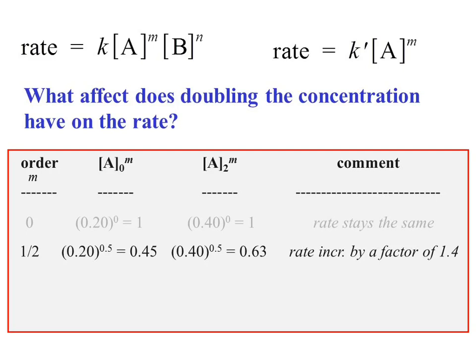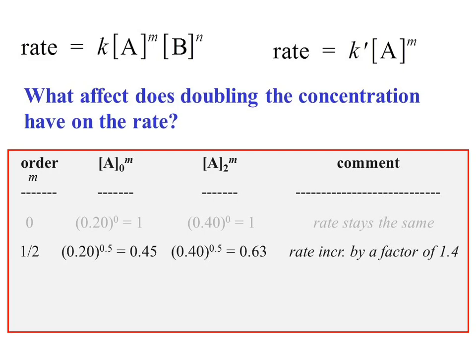Relatively speaking, the changes in the rates, we should see it going from 0.45 to 0.63. We increase the concentration of A from 0.2 to 0.4, and it's going to go from 0.45 to 0.63. So if you divide, and actually this is one of the things you're going to do with your homework, if you divide 0.63 by 0.45, you will get the value of 1.4. Hold that thought. So it increases by a factor of 1.4.